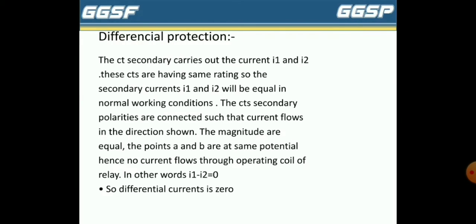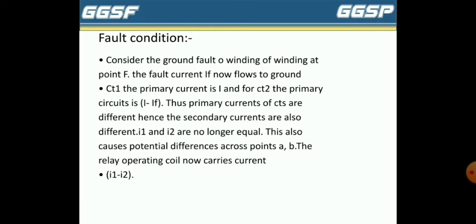The CT secondaries carry the currents I1 and I2. These CTs have the same rating, so the secondary currents I1 and I2 will be equal in normal working conditions. The CT current polarities are connected such that the current flows in the direction shown. The magnitudes are equal. The points A and B are at the same potential, hence no current flows through the operating coil of the relay. In other words, I1 minus I2 is equal to 0. So differential current is 0.